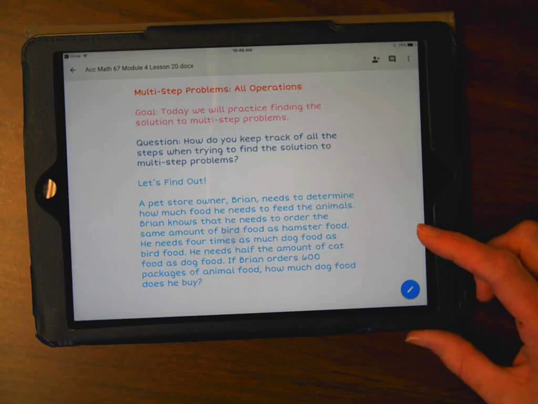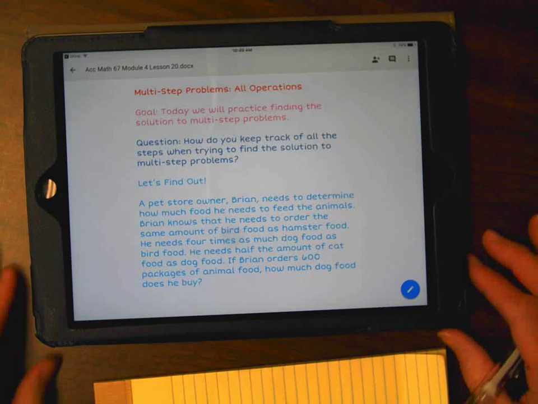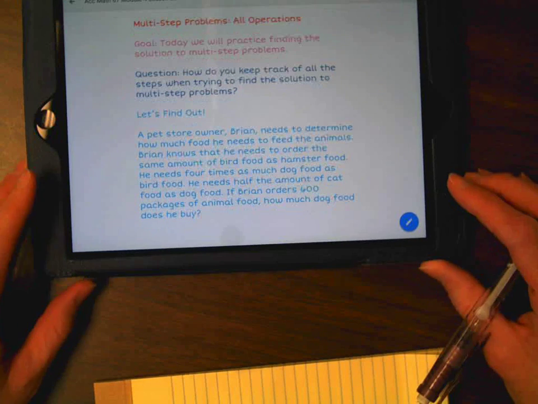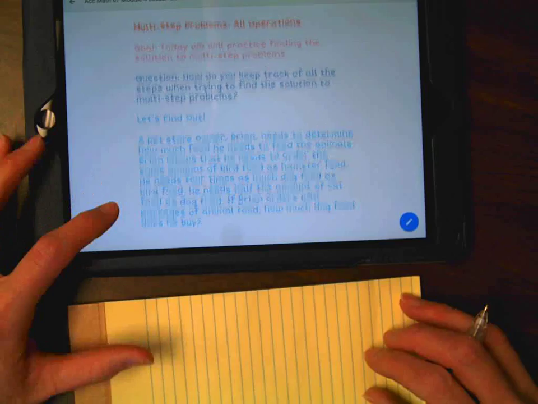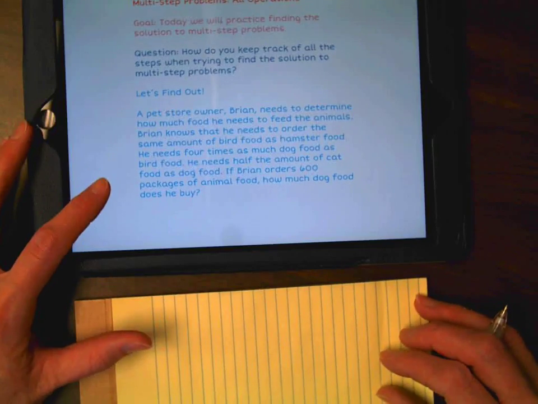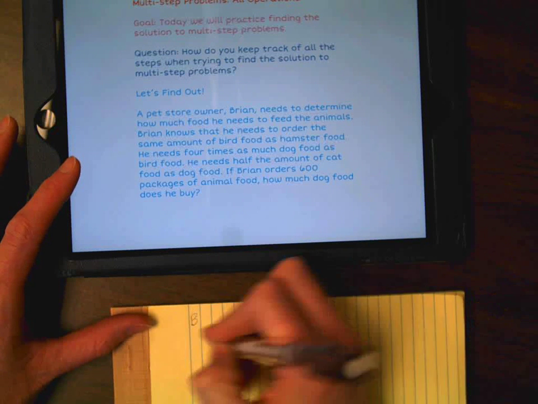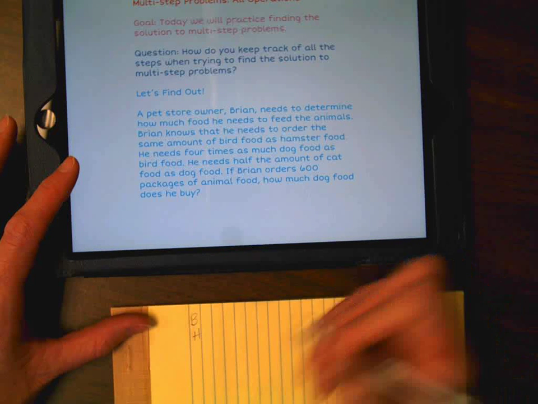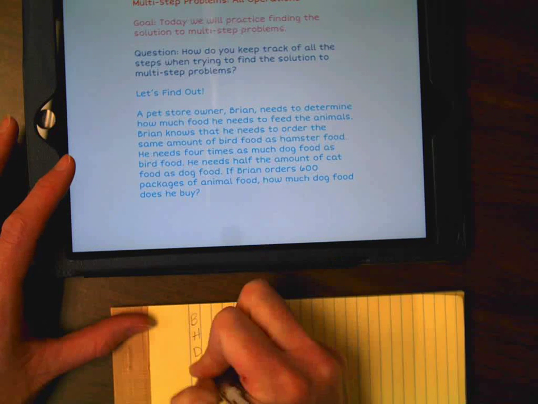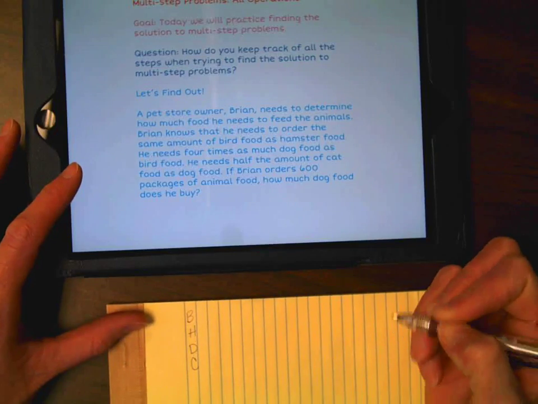And so one of the things that we have to do is come up with a way to organize it all so that we don't forget any of it. So what I like to do, I'm getting out my piece of paper, and before we draw a tape diagram or anything like that, we just need to organize so that we know what exactly we're looking for. Okay, so we know that he is trying to do food. We know that he is going to feed a bird. We know that he is going to feed hamsters. We know that he is going to feed a dog, and we know that he's going to feed cats. So that's the types of food that he needs.